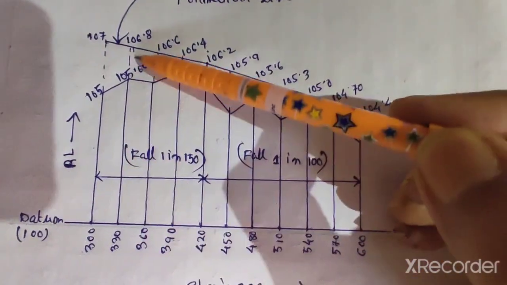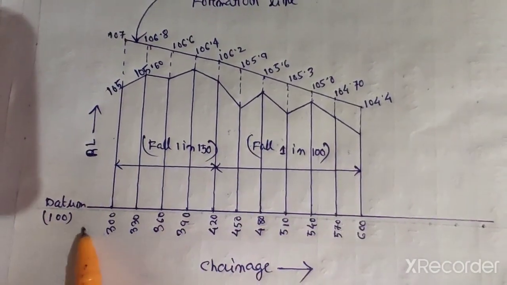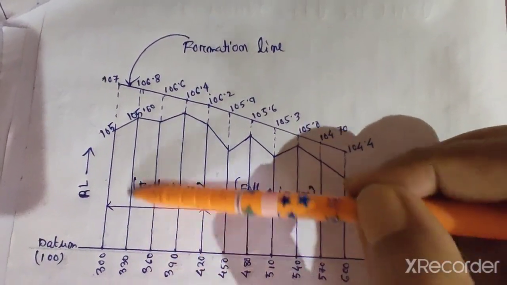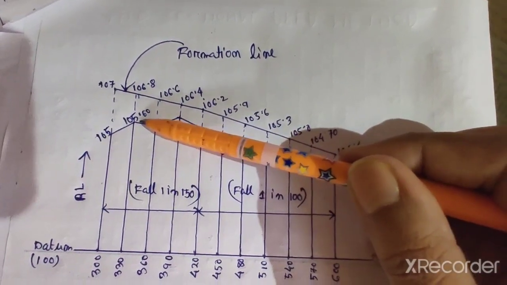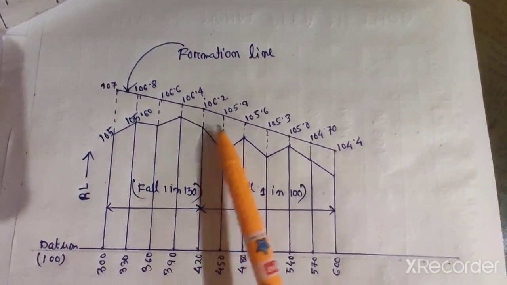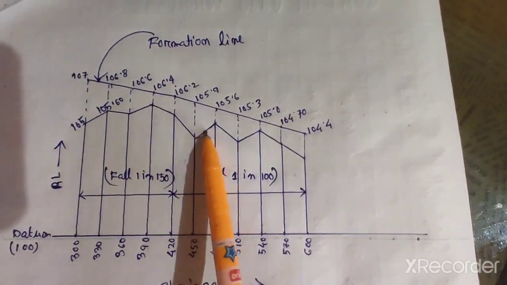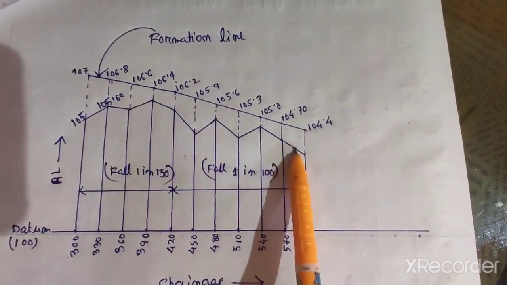Just like that, the next value is 105.6 of the ground level. So it is 5.6 centimeters up from this baseline, because we are taking this baseline as 100. So we just need to go 5.6 centimeters to denote the value of 105.6. Just like that, we have put each and every value for the corresponding chainage points of the ground level. So this is our existing ground level.